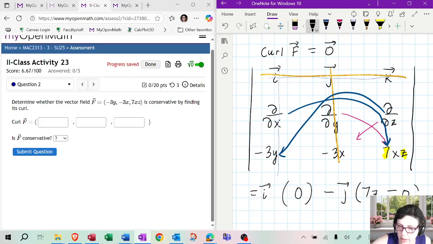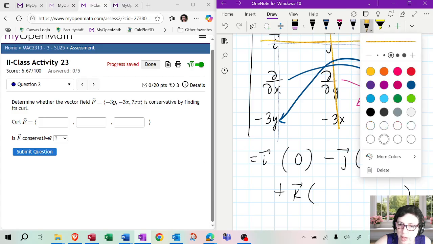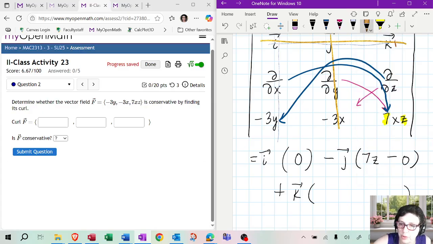Okay, and then finally the kth component, because we have to find curl anyway. We already know it's not going to be conservative because the jth component is not 0. But now let's do the kth component, because they're asking us. Okay, so let me just maybe pick this color. I don't know. So cross out this column, that row.